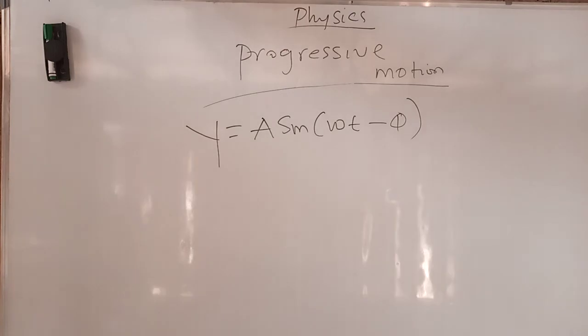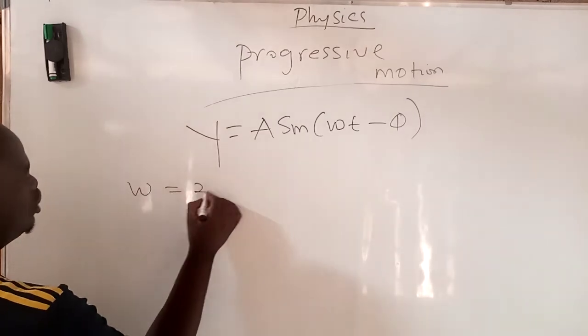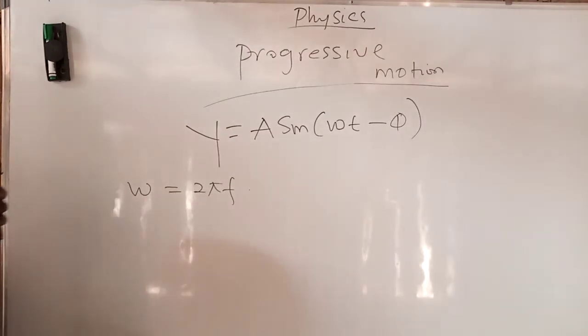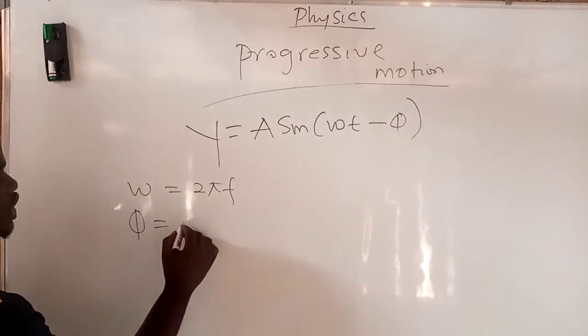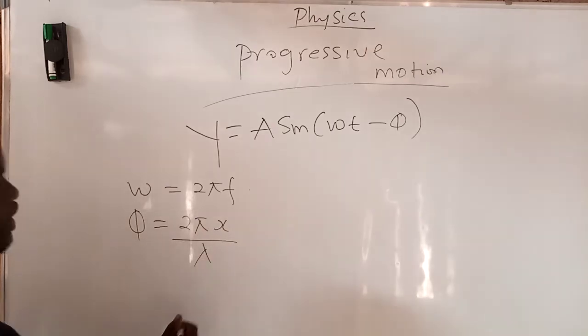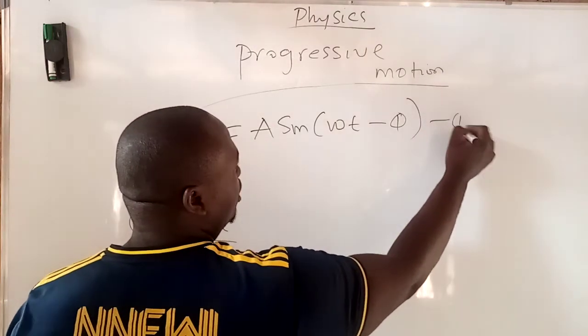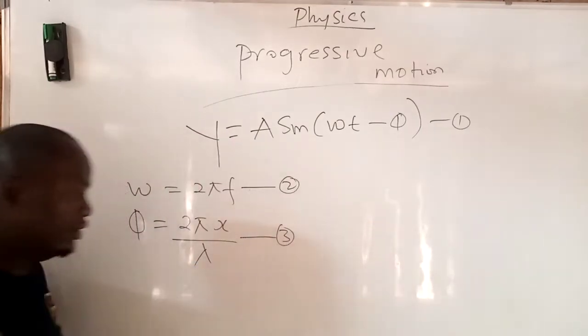I want you to know something. If you have not watched my video on simple harmonic motion, it's on our channel. Endeavor to watch it. From simple harmonic motion, the angular velocity ω is 2πf. Is it not? Yes, it is. And then the phase angle is 2πx all over λ. This is my equation 1, this is my equation 2, and this is my equation 3.